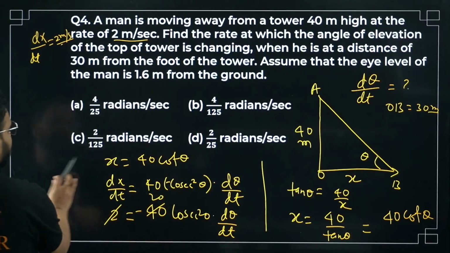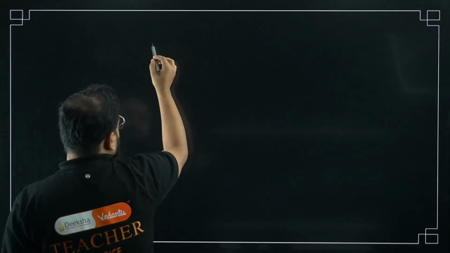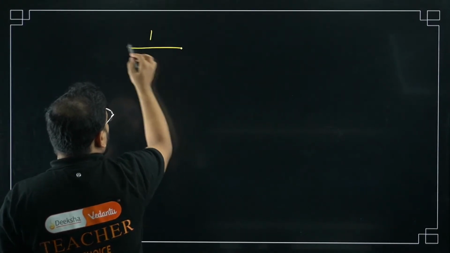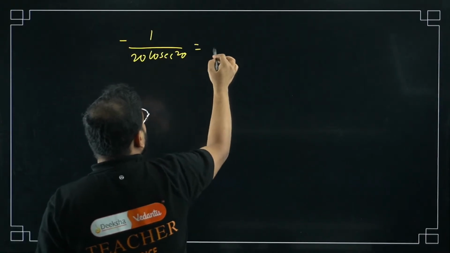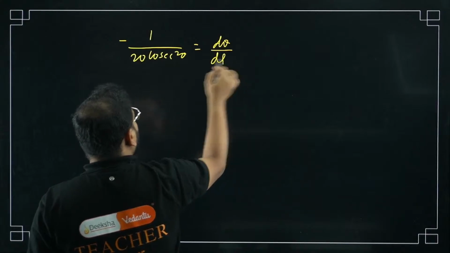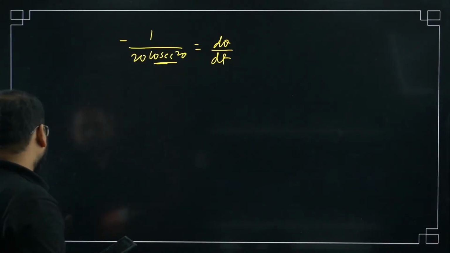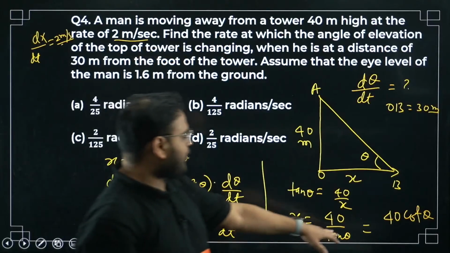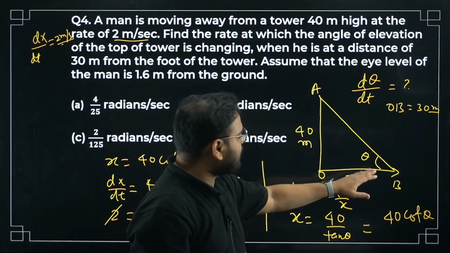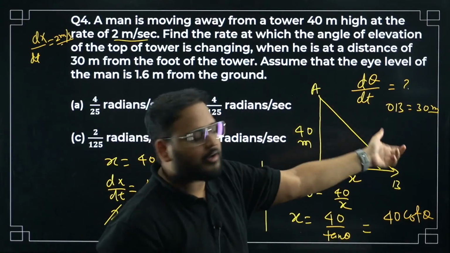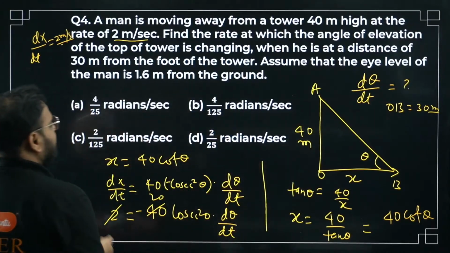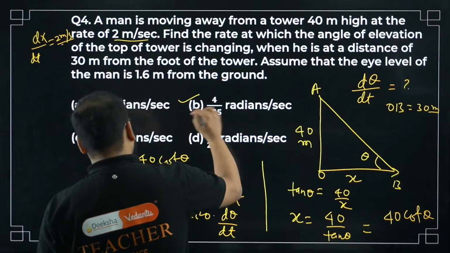Okay, so I'm going to get minus 1 by 20 cosec square theta equals d theta by dt. Find this value with the help of cot that you already have. The cot you already have over here, so you can find this, no? This 30 is given, right? So with this 30 you can find the tan value or cot value and use that from the identity. The answer will come as, I think, option number B, right?